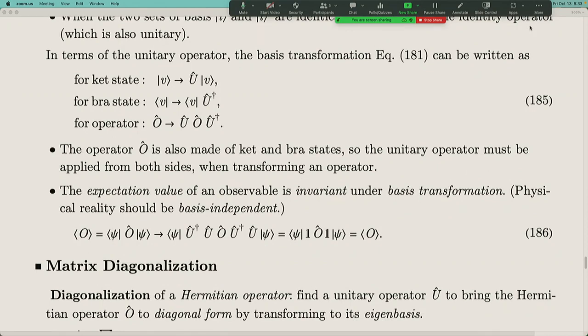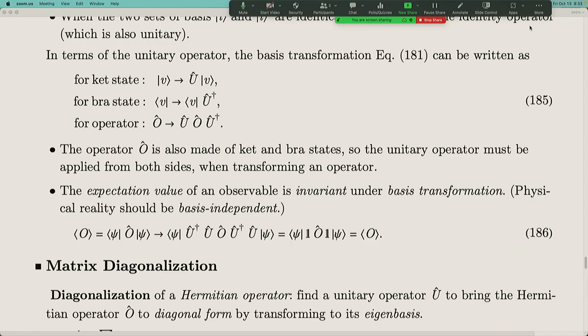Okay, I guess this can be understood, because if the ket state is transformed in this way, then the bra state should be transformed correspondingly. But correspondingly by what? By taking a Hermitian conjugate on both sides, right? So taking the Hermitian conjugate on this side brings ket to bra. On that side, you need to take U to U dagger.